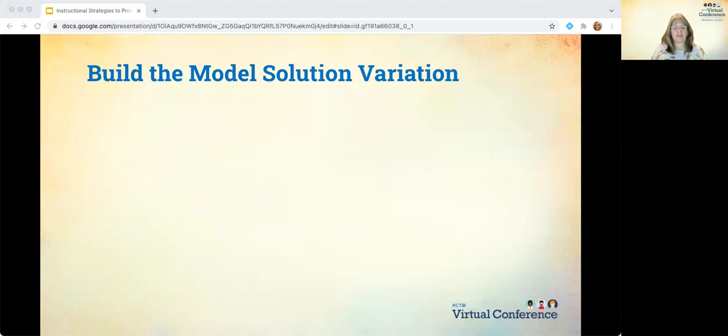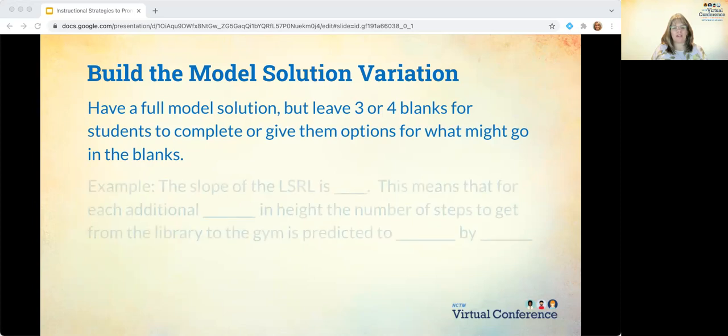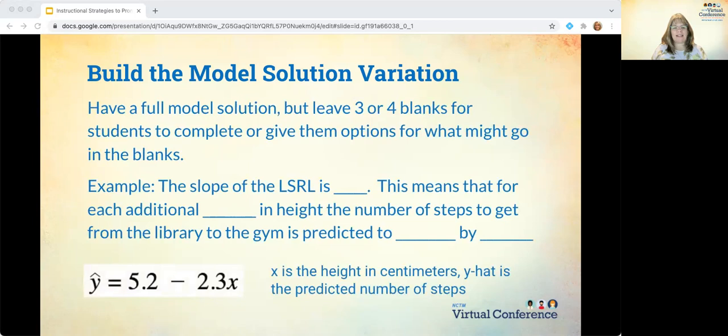So here's a suggestion for a variation on the strategy of building the model solution. Have the full model solution, but leave 3 or 4 blanks for students to complete, or possibly give them multiple choice options for what might go in the blanks. So here's an example. We have this least squares regression line, y hat equals 5.2 minus 2.3x, where x is height in centimeters and y hat is the predicted number of steps it would take for a person to get from the library to the gym.